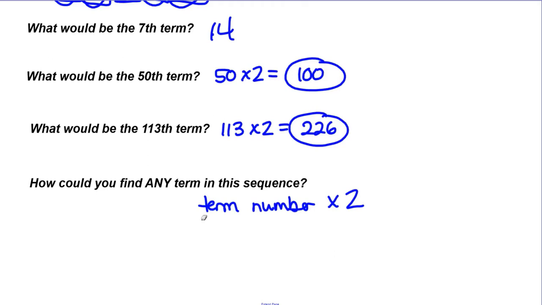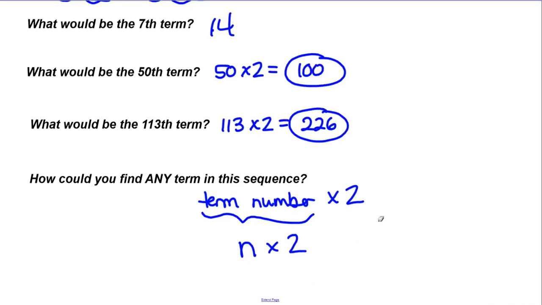Well, when we do that, we're going to use a variable here. We're not going to write out term number. We're going to use the letter n. n stands for the term number. The term number times 2. And now we have an algebraic expression. Take the term number times 2, and that will tell you what the value of that term is.